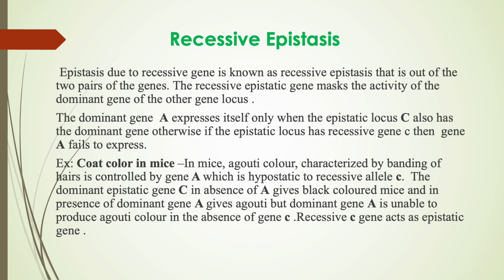In mice, agouti color, characterized by banding of hairs, is controlled by gene A, which is hypostatic to the recessive allele small c. The dominant gene capital C, in the absence of A, gives black colored mice, and in the presence of dominant gene capital A gives agouti. But dominant gene A is unable to produce agouti color in the presence of small c. The recessive gene c acts as the epistatic gene here.